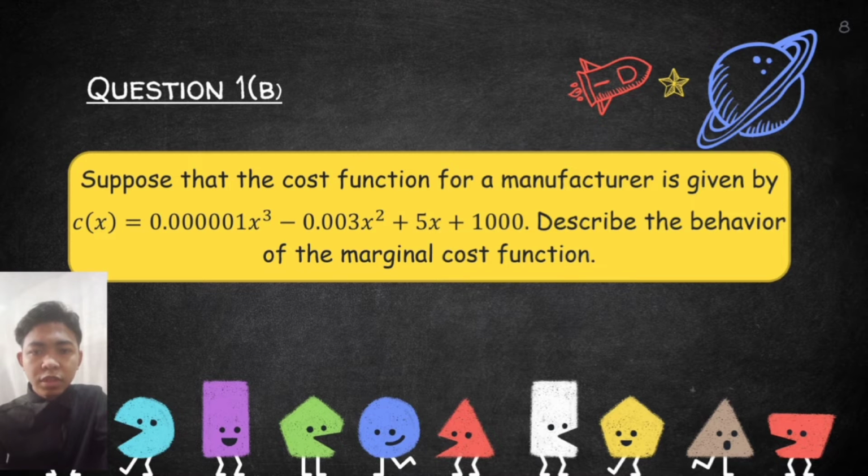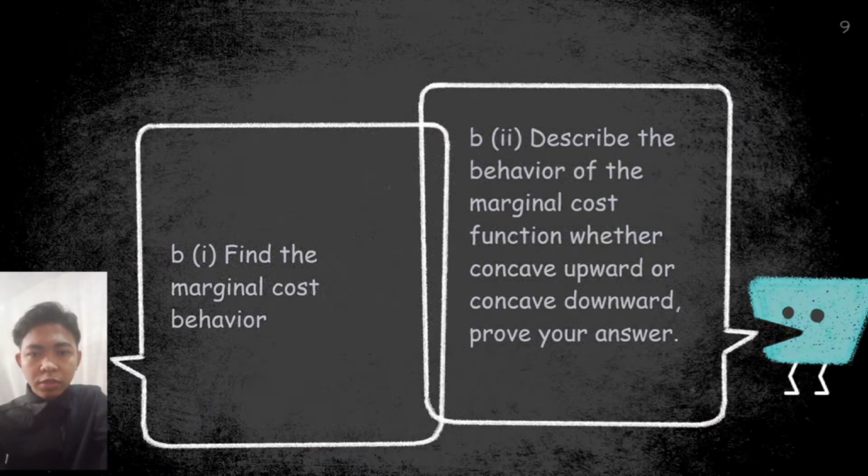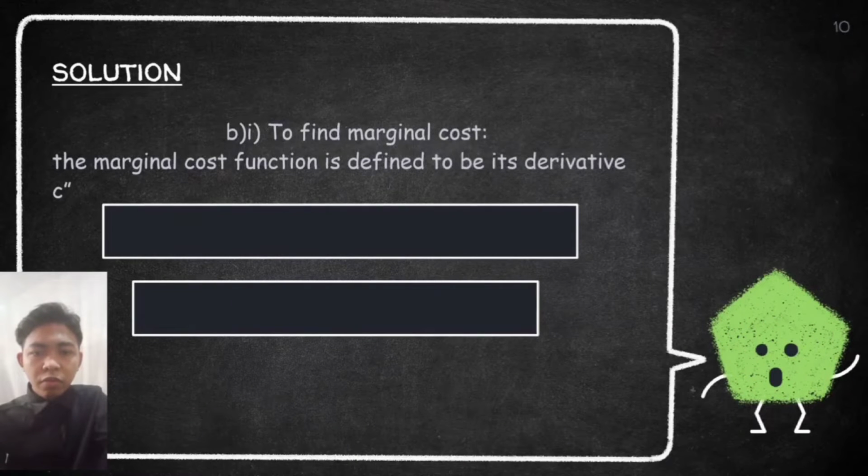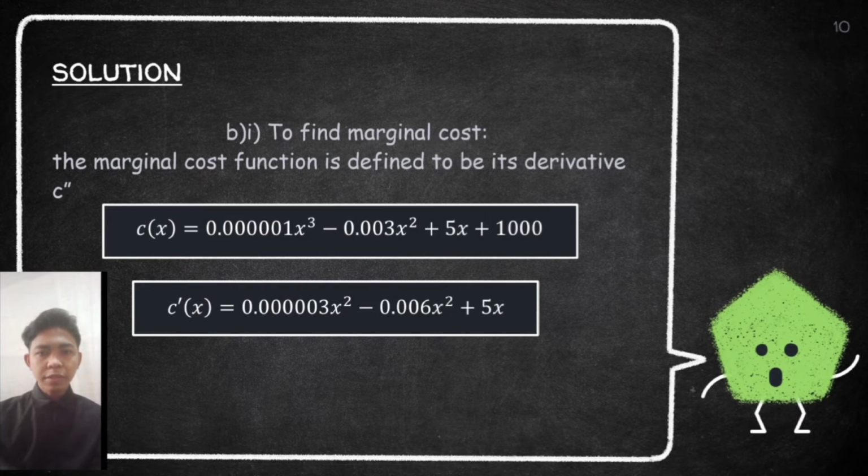So moving on to the next question, we need to describe the behavior of the marginal cost function using the function given. This question is about marginal cost and interpretation. To solve this question, we need to find the derivative of the cost function by using the same method as in question 1.